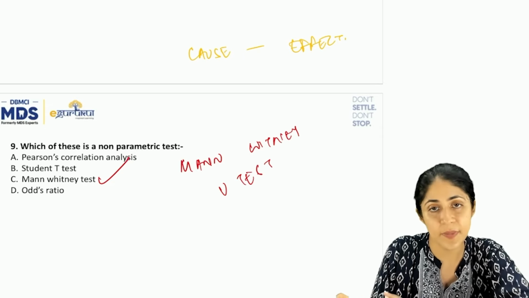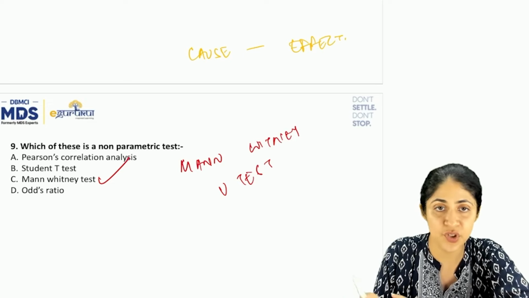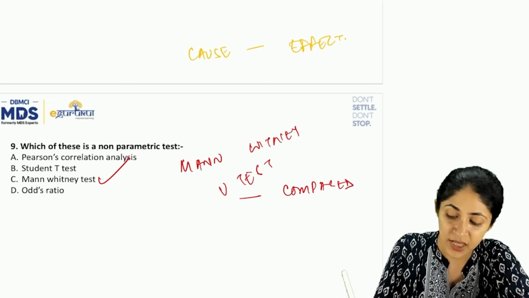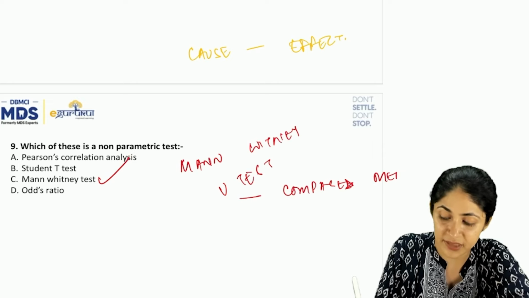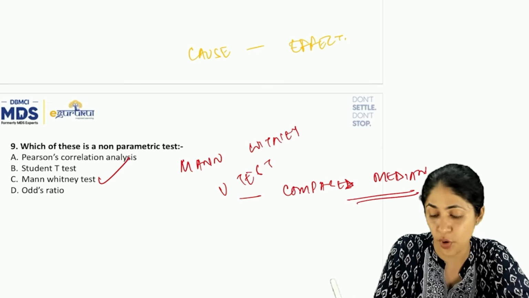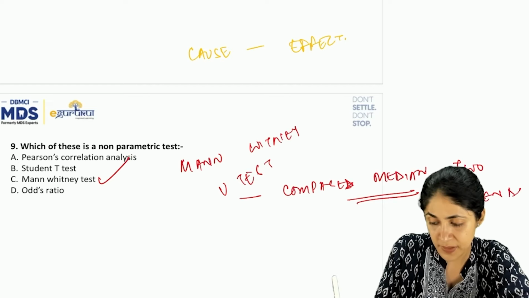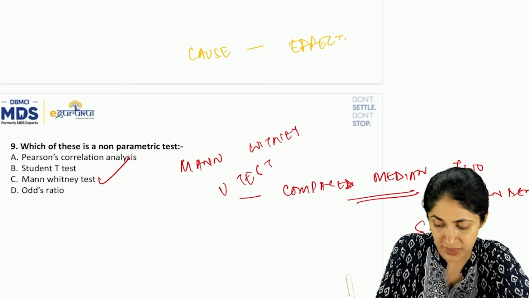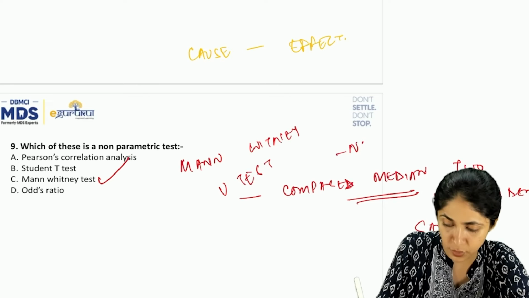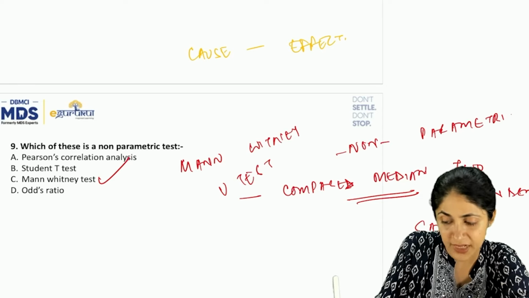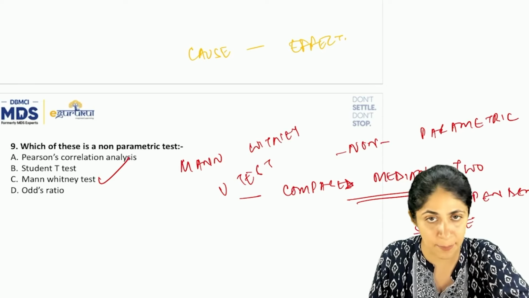This is a non-parametric test which is used to compare, what we do in this is that we compare the medians, the central points, of two independent samples. Please remember this about the Mann-Whitney U test: one, it is a non-parametric test, and other thing is that it compares the medians of two independent samples.